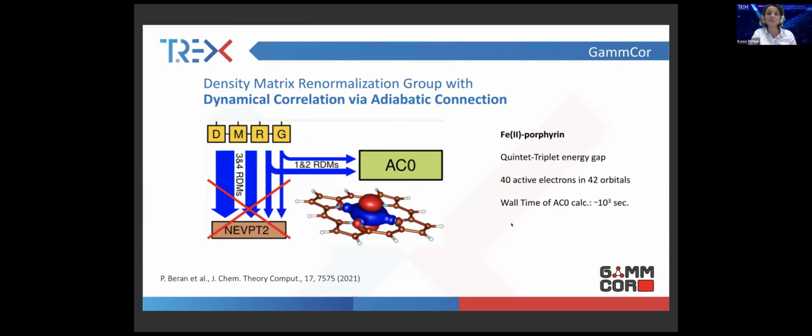It's not only the efficiency, but also the accuracy. The adiabatic connection method competes, and it's even more accurate for some cases, for biradicals for example, than perturbational methods. So that's why we crossed out perturbation methods, and we recommend using adiabatic connection in GAMCore for dynamic correlation energy. Okay, thank you. I think I covered all I wanted. Thank you for your attention.